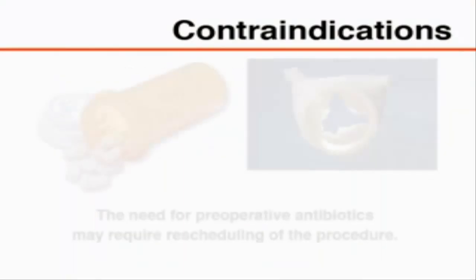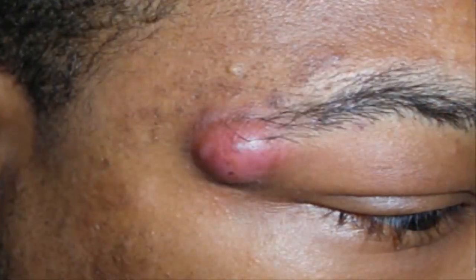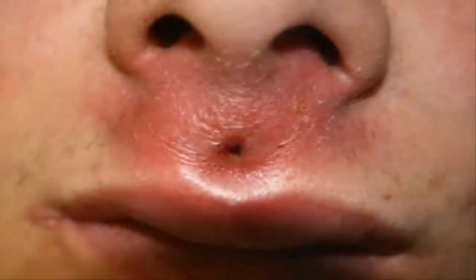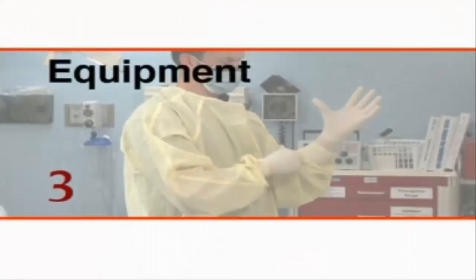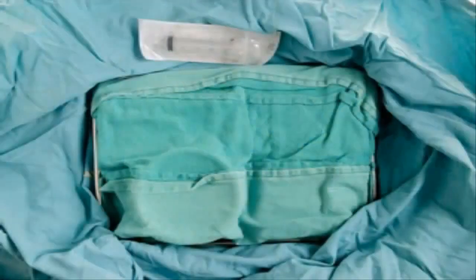The need for preoperative antibiotics for conditions such as abnormal or artificial heart valves may require reconsideration of the timing for the procedure. Input from an appropriate specialist may be important for areas of the body with cosmetic concerns because of the expected scar formation after an abscess drainage. Appropriate universal precautions for potential exposure to bodily fluids should always be used.